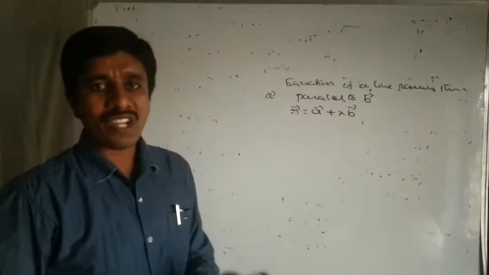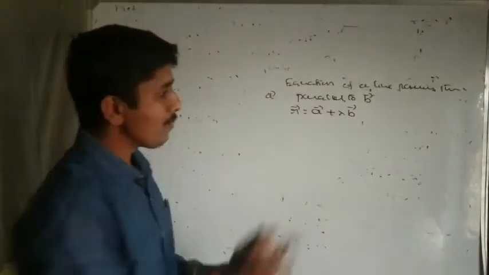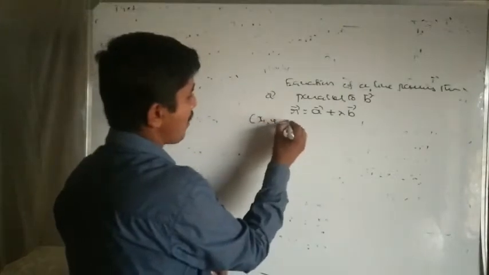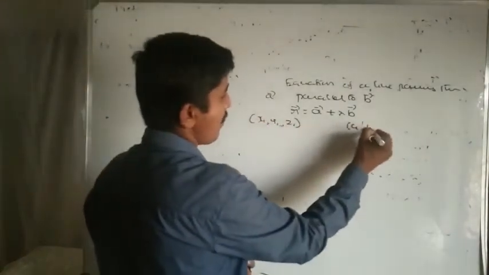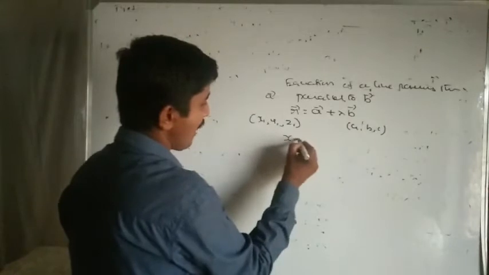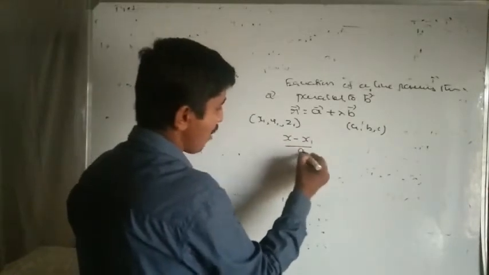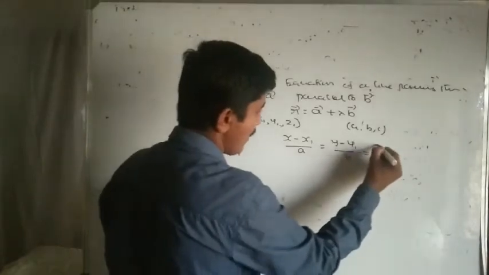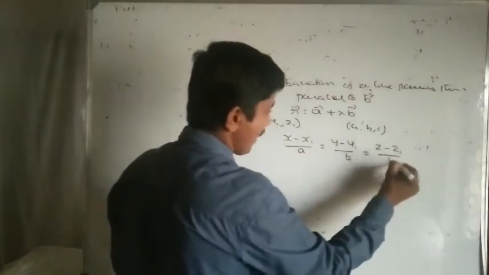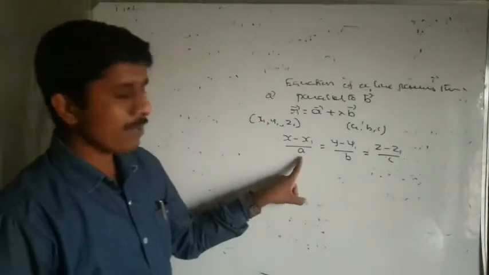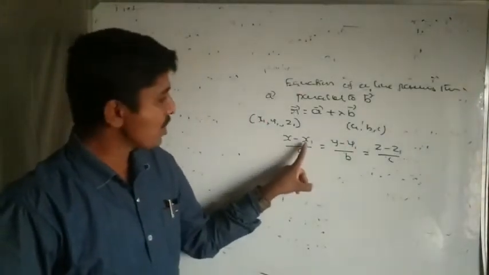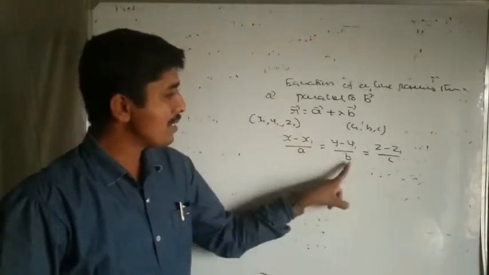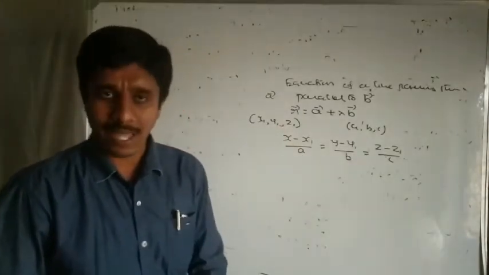In Cartesian form, the equation of the line passing through the point x1, y1, z1 and direction ratios a, b, c is x minus x1 by a, which is equal to y minus y1 by b, which is equal to z minus z1 by c. This is the equation of the line in Cartesian form passing through the point x1, y1, z1, where a, b, c are the direction ratios of the line.